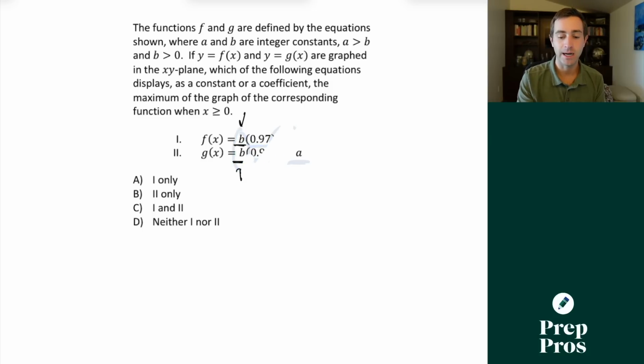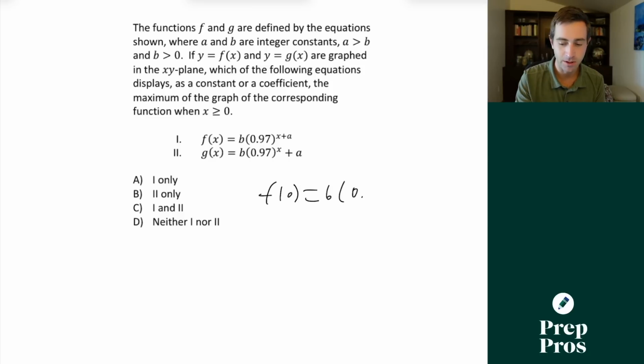Now the way that we can technically solve this by hand is that means we're looking for if f of 0 and g of 0 are both equal to b. If they are, that's going to show us the maximum. If not, it's not. So if we start with f of 0, we'd get b times 0.97 to the 0 plus a, which is just going to be to the a power, but this is not going to be equal to b because b times 0.97 to some positive value is not going to be equal to b, so 1 does not work.